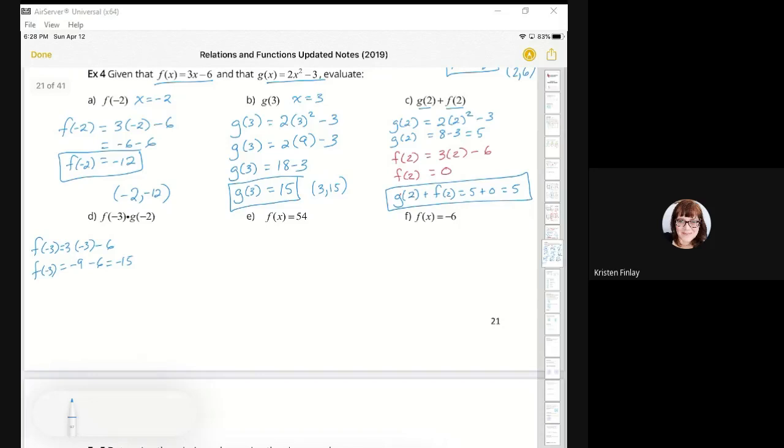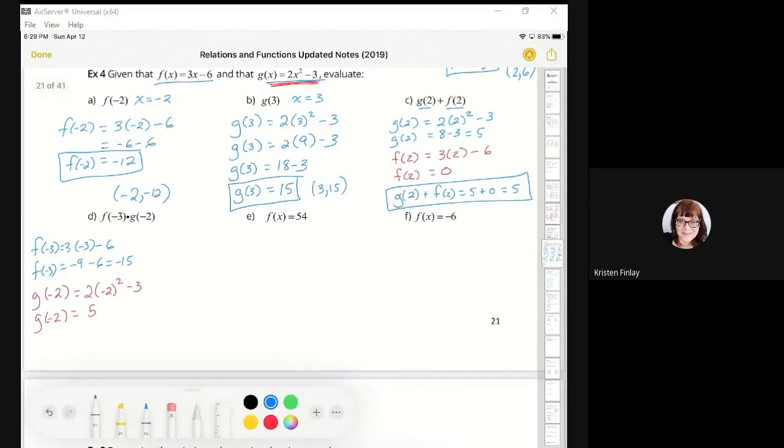I'm going to change color for the g of x just for clarity. So g of -2 is equal to, we're using this expression here. So it's 2 times -2 squared minus 3. So g of -2, -2 squared is 4. 4 times 2 is 8. 8 minus 3 is 5. And what I want to know for my final answer is f of -3 times g of -2.